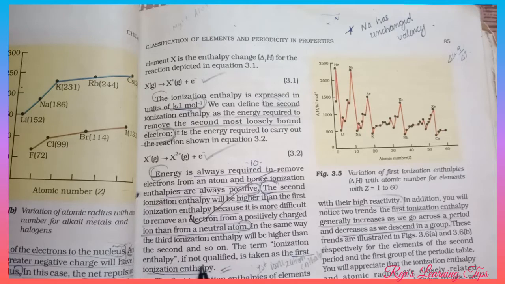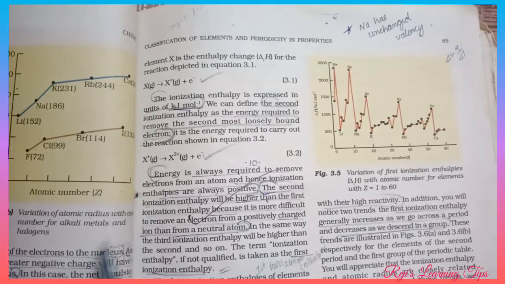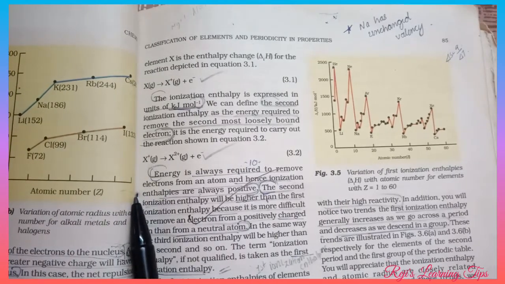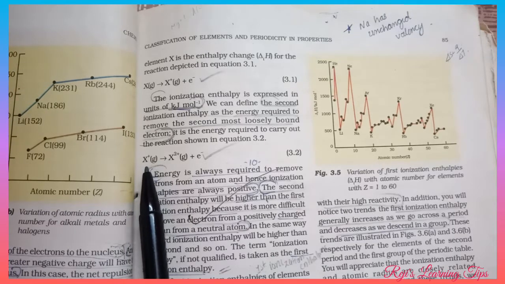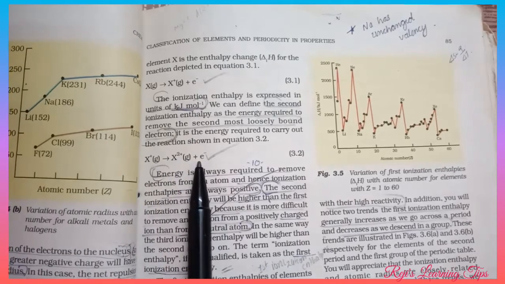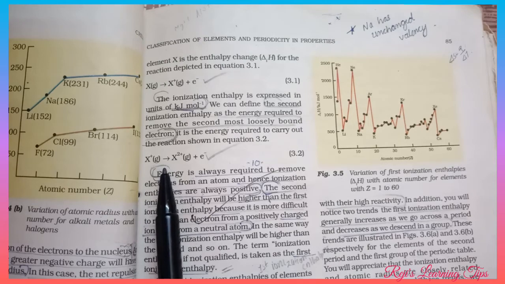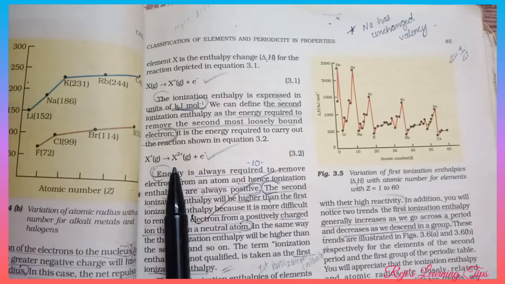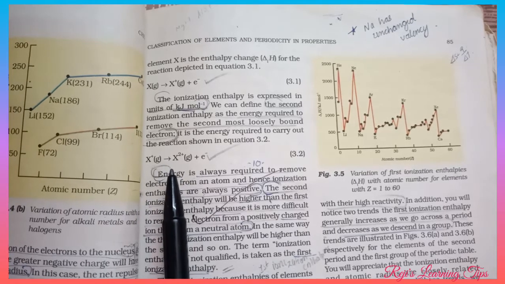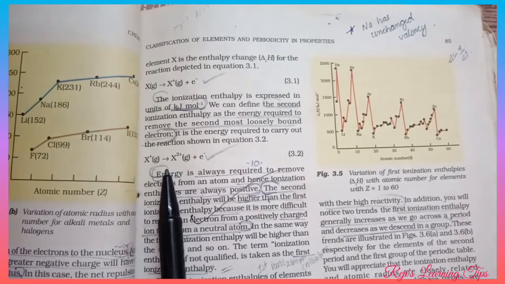The term ionization enthalpy, if not qualified, is taken as first ionization enthalpy. Third ionization enthalpy means we remove the electron from X2 plus, and then we get X3 plus plus an electron. So the energy is very large in the case of third ionization enthalpy. So third ionization enthalpy is greater than second ionization enthalpy, which is greater than first ionization enthalpy. So third ionization enthalpy is the greatest among these three enthalpies.